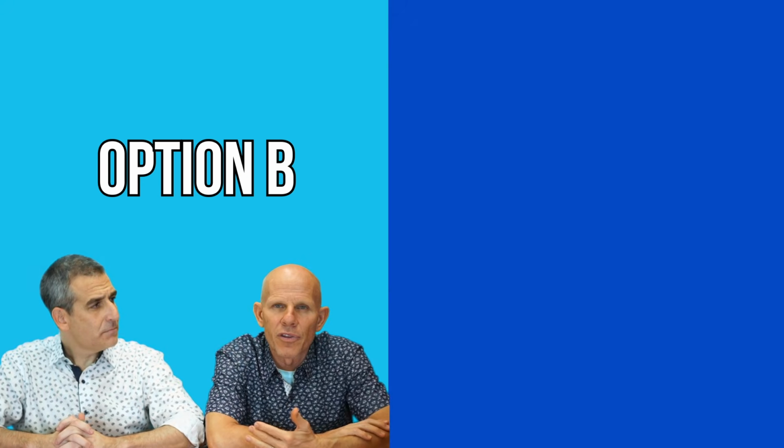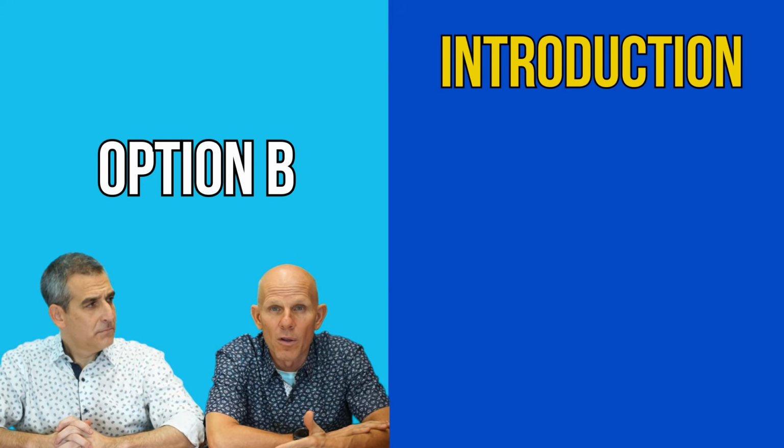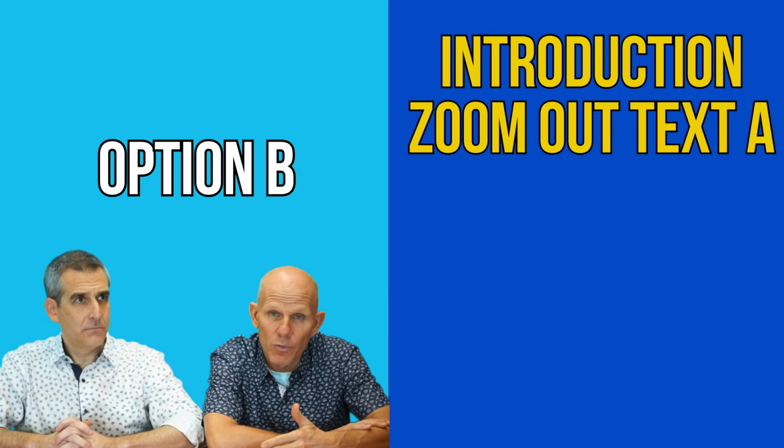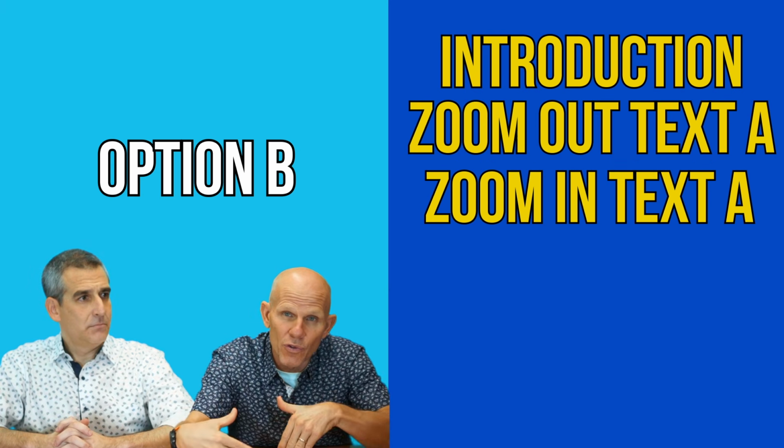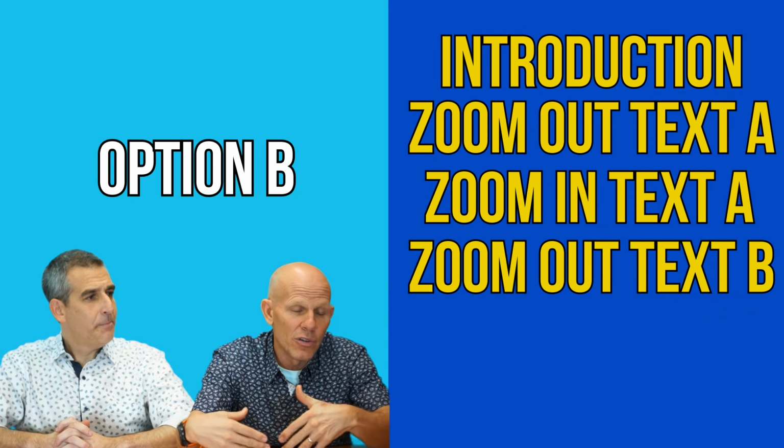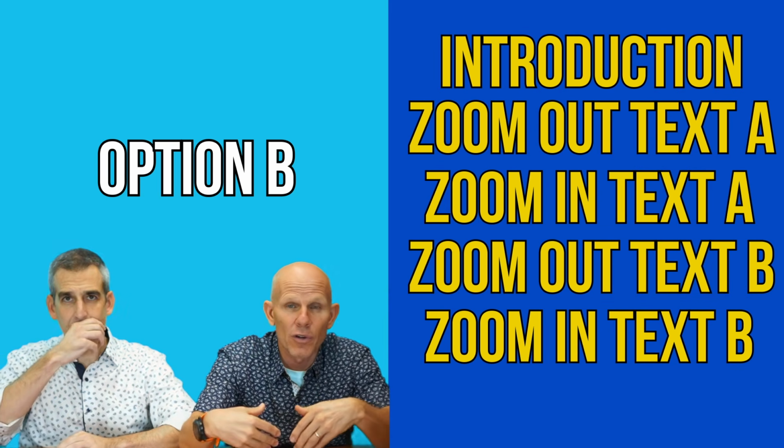Yeah, I can picture that. So the second option is the opposite. This is where you have your introduction followed by the zoom out for text 1. So you're going wide first, and then you zoom in on your extract, and then you do the same for text 2. You zoom out first, and then you zoom in.